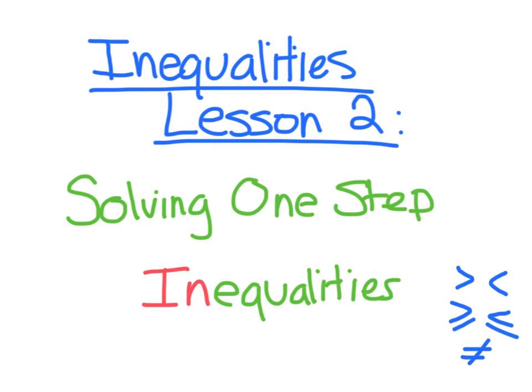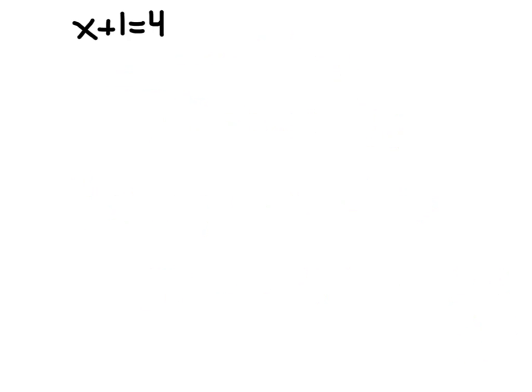A one-step inequality, similar to a one-step equation, means that we have to do one inverse operation to solve our equation or inequality. This means that we may distribute or we may combine and simplify on each side, but we will only do one inverse operation. For our equation, x plus 1 equals 4, we subtract 1 from each side, so we have x equals 3. We did one inverse operation, subtraction, to undo our addition.